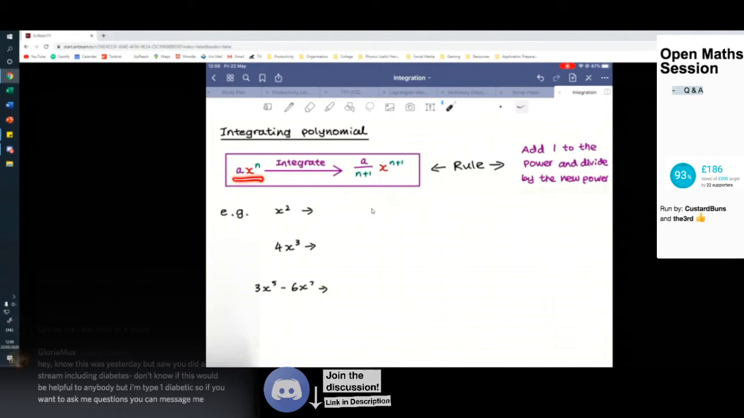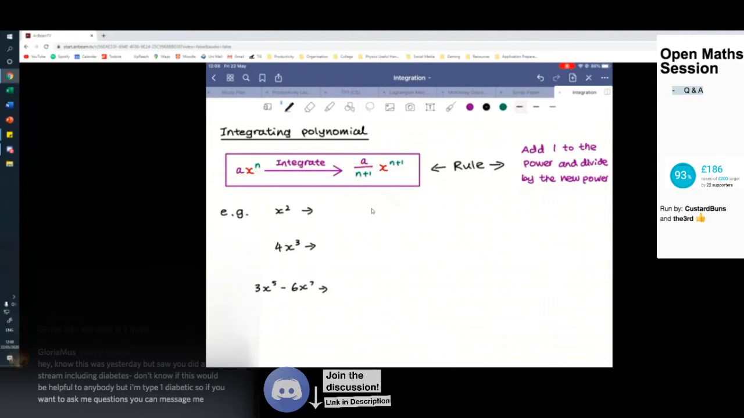So to start off with, we have a times x to the power of n. What we do first is we add 1 to the power. So this n now becomes n plus 1. And then we divide by the new power. So we have, instead of a, we have a divided by n plus 1. So just try to remember this rule in your head. Add 1 to the power and divide by the new power. And now we're going to do a few examples.